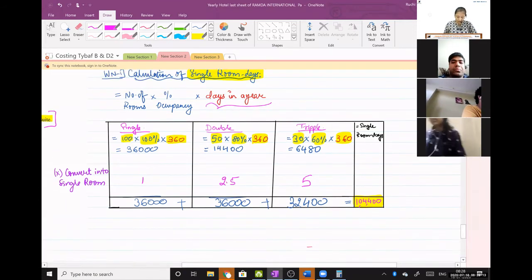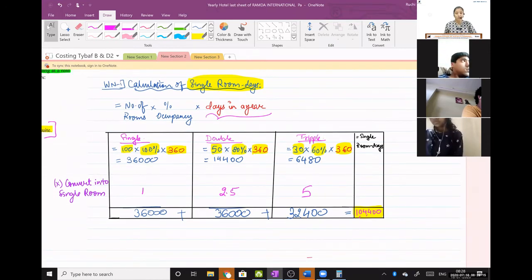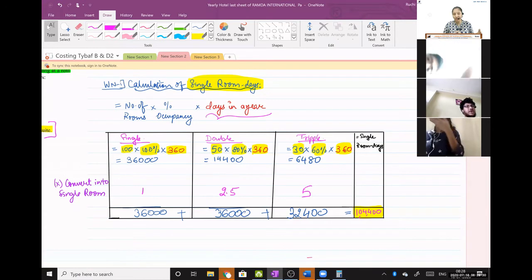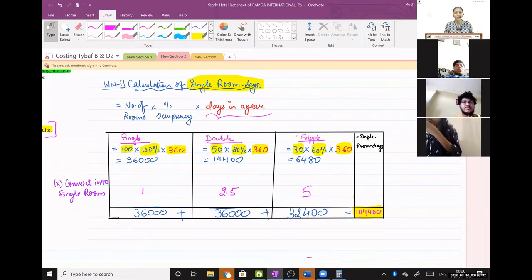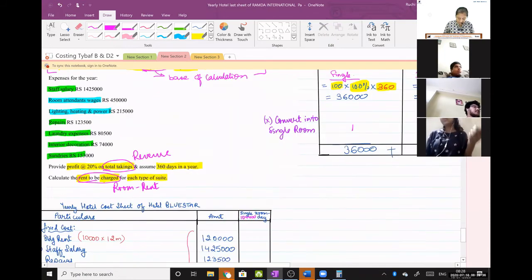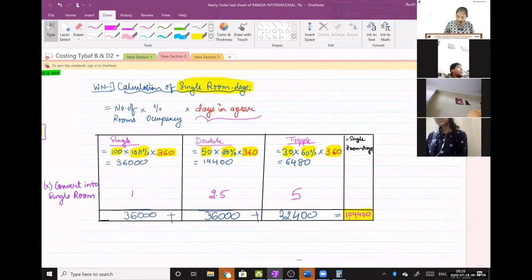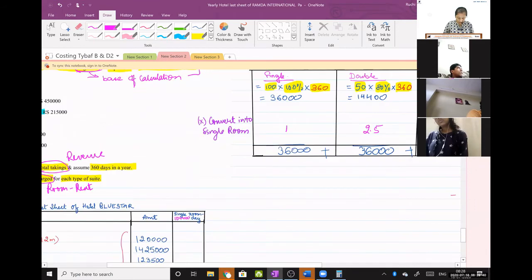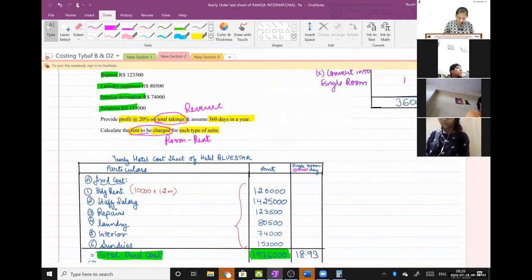Then 10 marks is for the statement, that is your hotel cost sheet. Now once you get this, it's very easy. We have already identified fixed and variable. Just jot it down in the hotel cost sheet and total it up. That's it. The important part was only this calculation, 1,04,400. Now make your cost sheet.